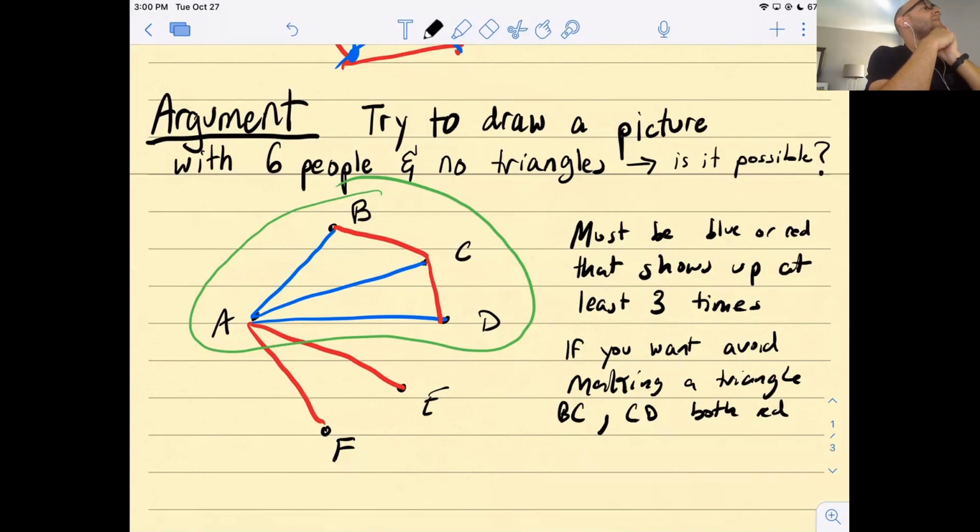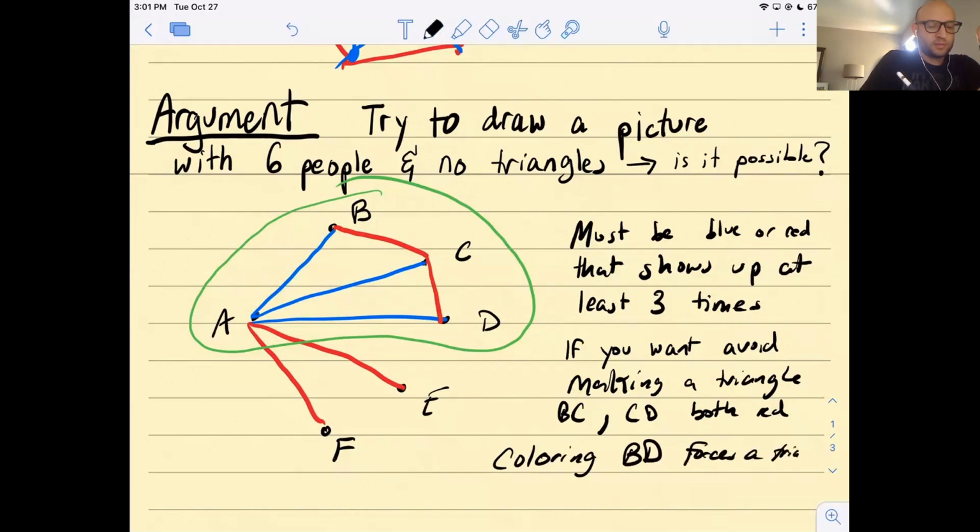Yes, BD. Exactly. Does everyone see that BD belongs to two kinds of possibilities? It belongs to this one, but it belongs to this one also. So any color you pick, you're going to get messed up because you're going to make a triangle. So coloring BD forces a triangle. Okay.